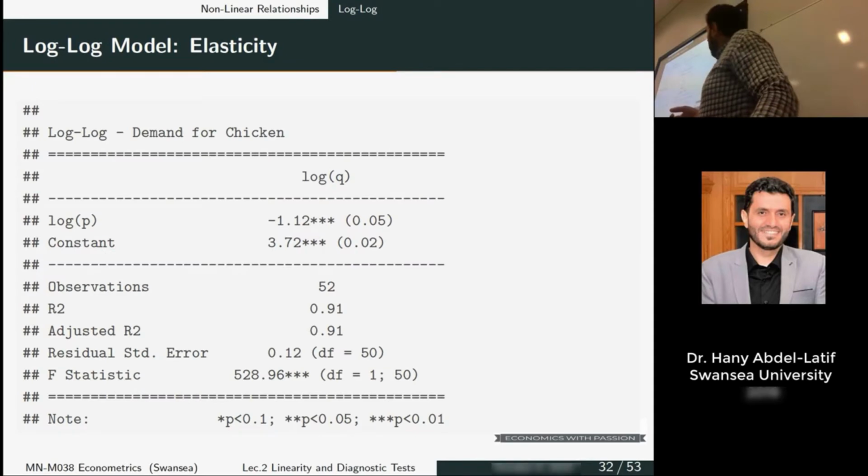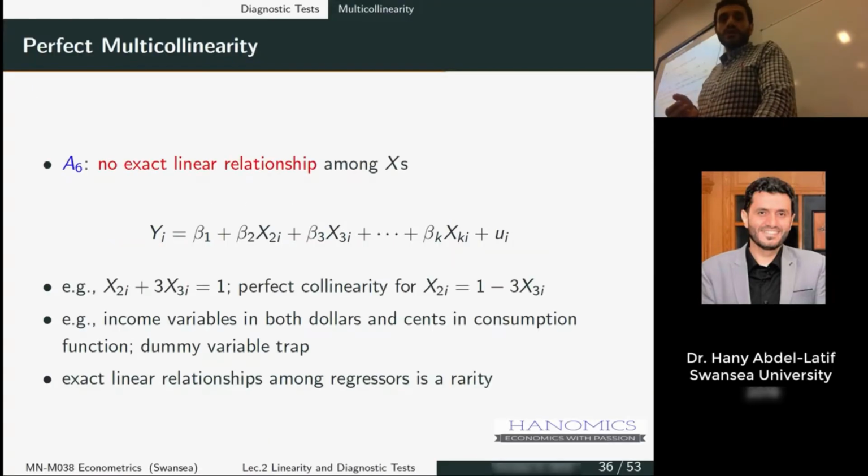So in the next part of the lecture, we'll just focus on multicollinearity and what that means. As I said, this is assumption 6: no exact linear relationship between or among the x's, your independent variables. These x's should not have a linear relationship among any of them. For example, if x2 plus 3x3 equals 1, that means I have perfect collinearity, because you can express one of them as a linear function of the other. Here x2 equals 1 minus 3x3.